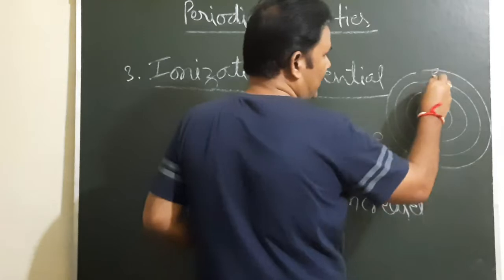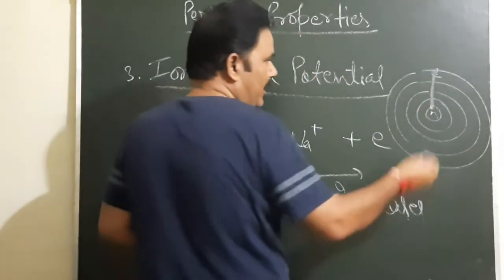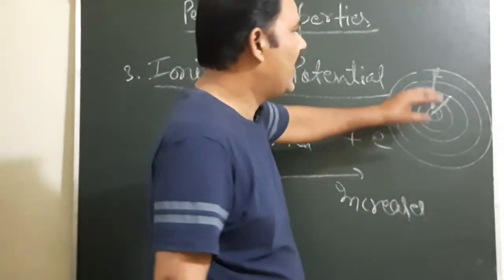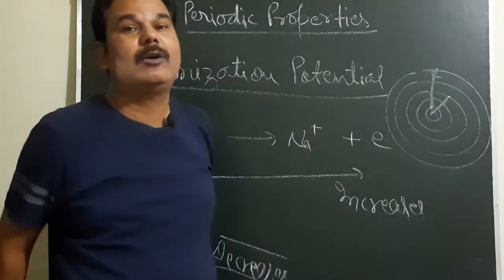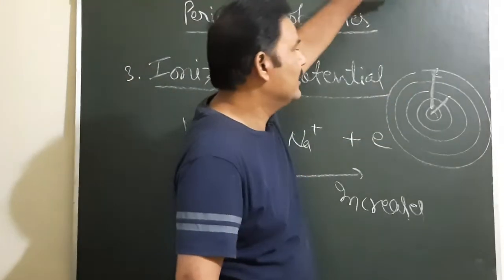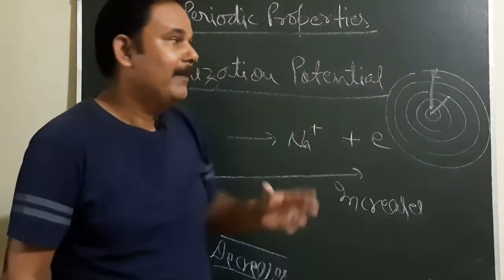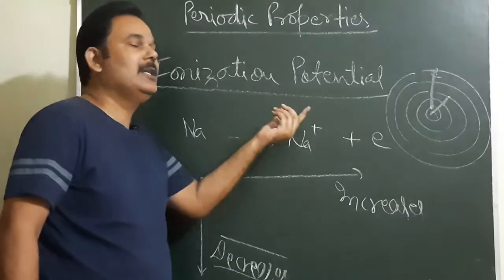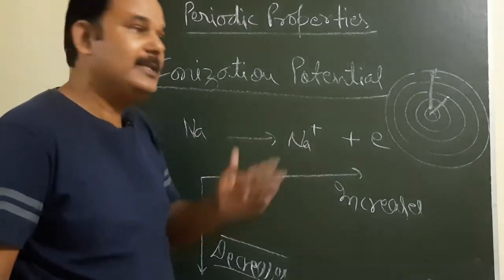So therefore, this electron and this proton have less force of attraction in comparison to this electron and this proton. So we can say as the number of shells increases, the force of attraction between the electron and the proton will be less. Therefore, it is very easy to take out the electron from the bigger atom. It means if the atomic size increases, then ionization potential decreases. So this is the cause behind why it is increasing and why it is decreasing.